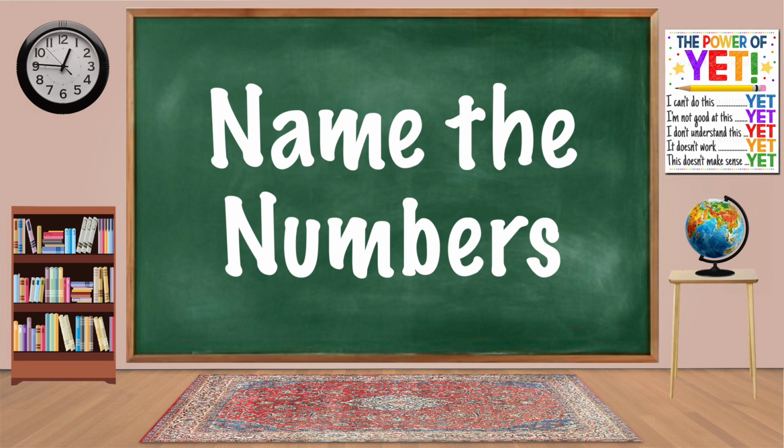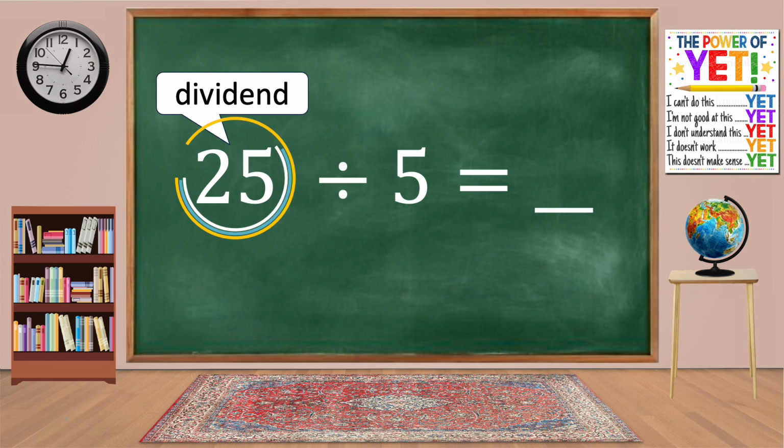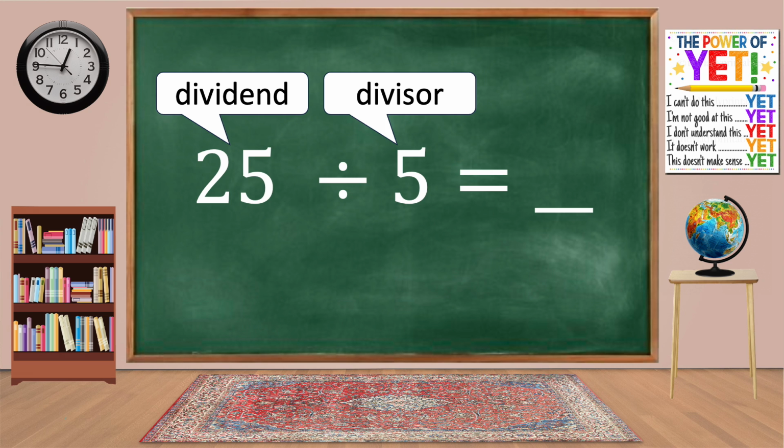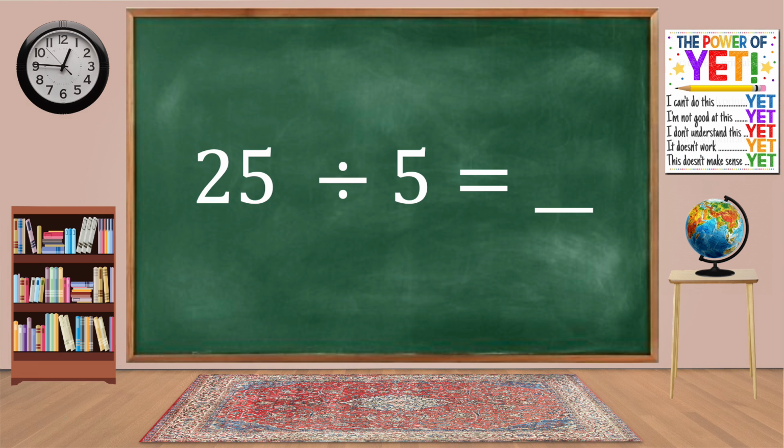First, let's name the numbers in the division sentence. The number being divided is the dividend. The number that tells us what it is divided by is called the divisor. And the answer is the quotient. 25 divided by 5 equals what?